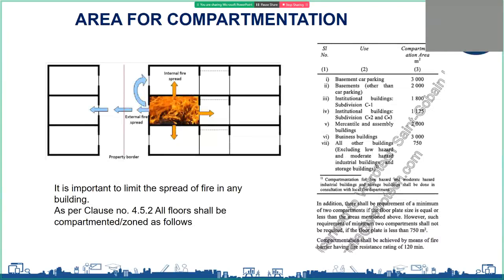and people are easily able to evacuate through one of the adjacent compartments. This is the concept of passive fire protection, where we are keeping the fire in its source of origin and preventing it from spreading from one area to another. So for business buildings, whenever the floor area exceeds 3000 square meters, it shall be compartmentalized with 120 minutes fire rated doors and partitions.